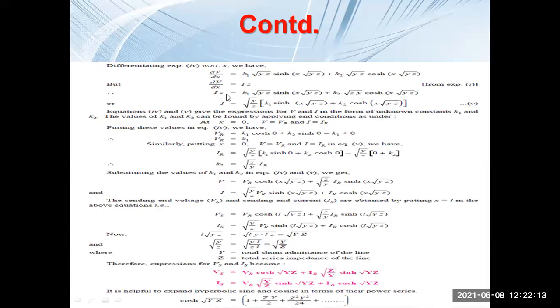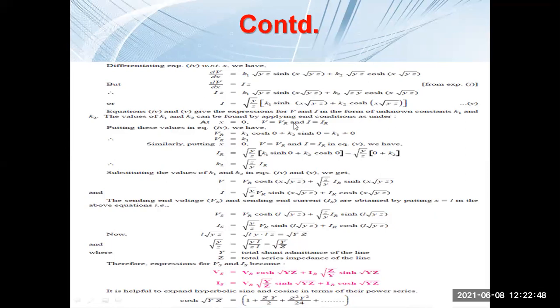So dV by dx equal to this means we have substituted this value here, and I into Z is this one. So basically this Z is divided now, and we get the square root of YZ, K1 into sine hyperbolic x into square root of YZ plus K2 into cos hyperbolic x into square root of YZ. Up to this step is clear? Should I go to the board, or can you understand here? Clear, sir.